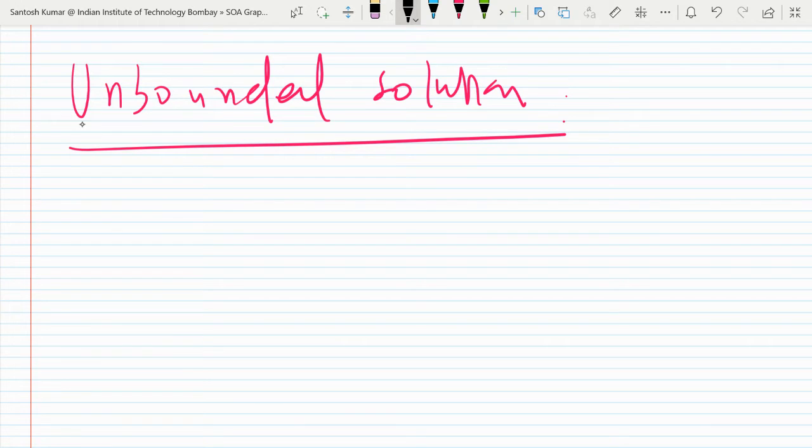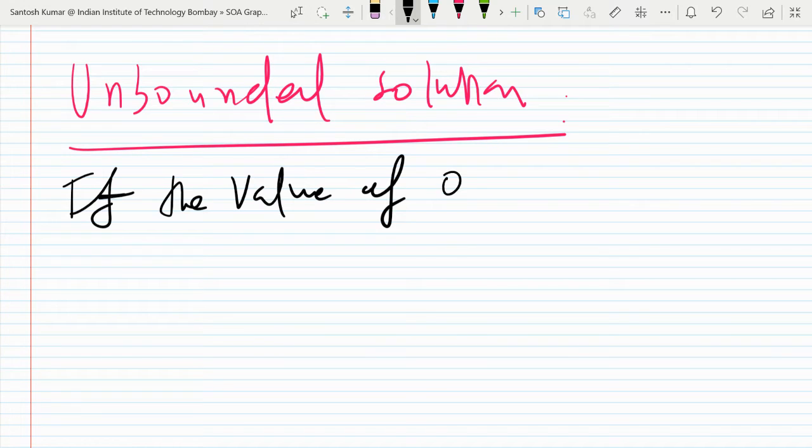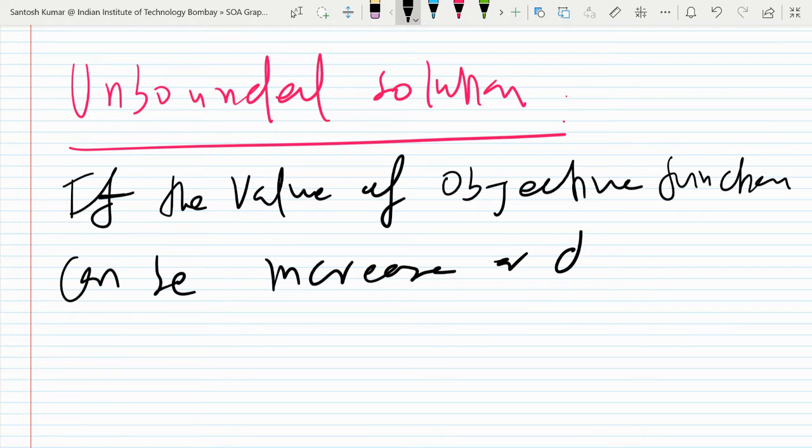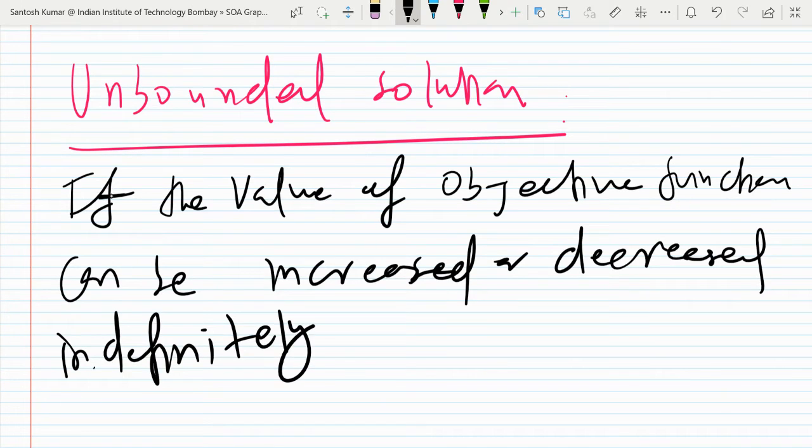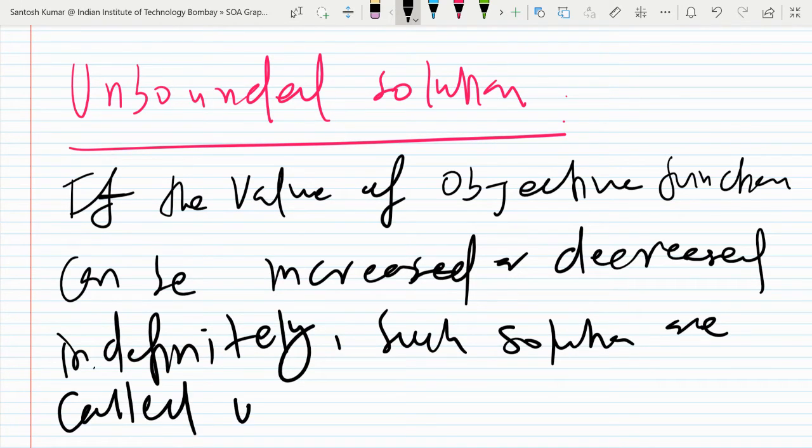So if I write the definition explicitly: if the value of the objective function, which you know is the function to be maximized, minimized or optimized, can be increased or decreased indefinitely, such solutions are called unbounded solutions.